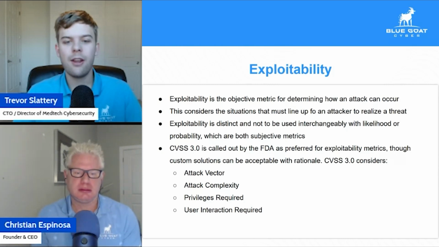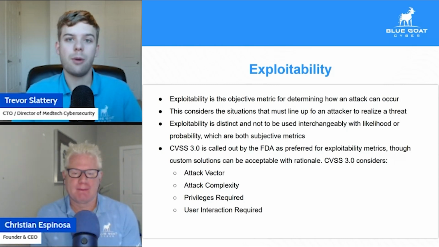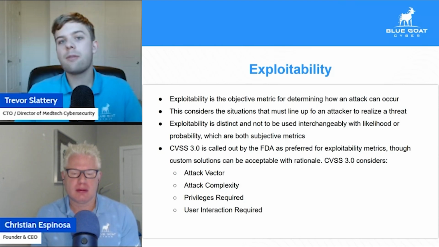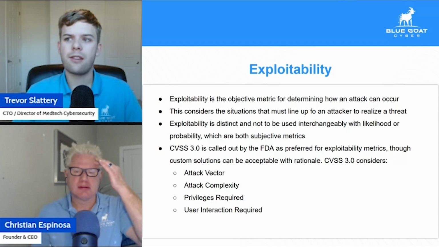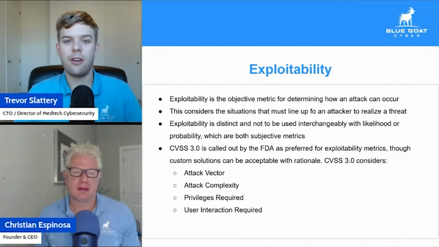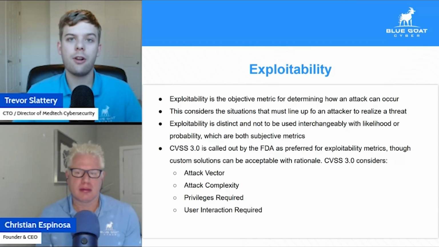CVSS 3.0 uses exploitability factors when it's calculating risk. This is called out by the FDA as preferred for the exploitability metrics, though it is possible to provide other solutions if you have a good rationale. We like to use CVSS 3.0. It's a standardized process, and a lot of people, not necessarily even familiar with medtech security, just in the security field in general, will be familiar with CVSS.